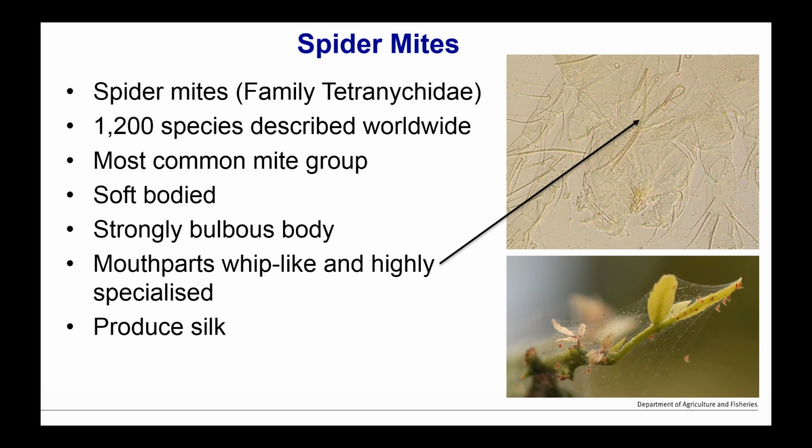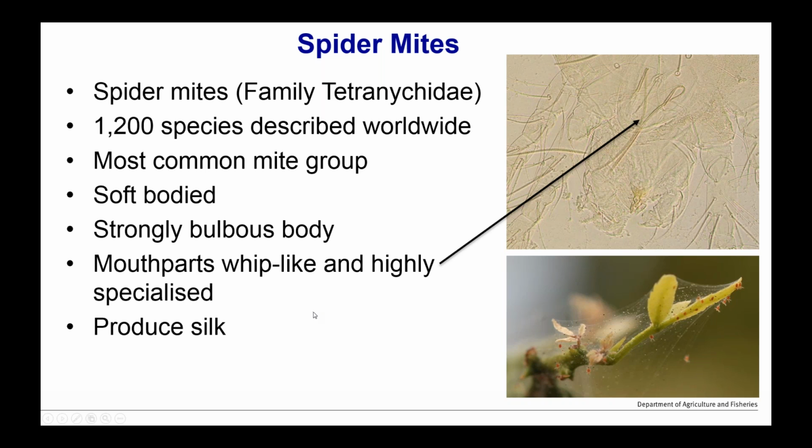All spider mites are relatively soft-bodied. They tend to have a bulbous-shaped body, and their mouth parts are all whip-like. These mouth parts look basically like hypodermic needles, and because this is a squashed mite on a slide, it's gone a bit askew. Otherwise, those mouth parts would come straight through the middle to where the other mouth parts are, and they use those mouth parts to pierce the cell wall and suck up the cell contents.